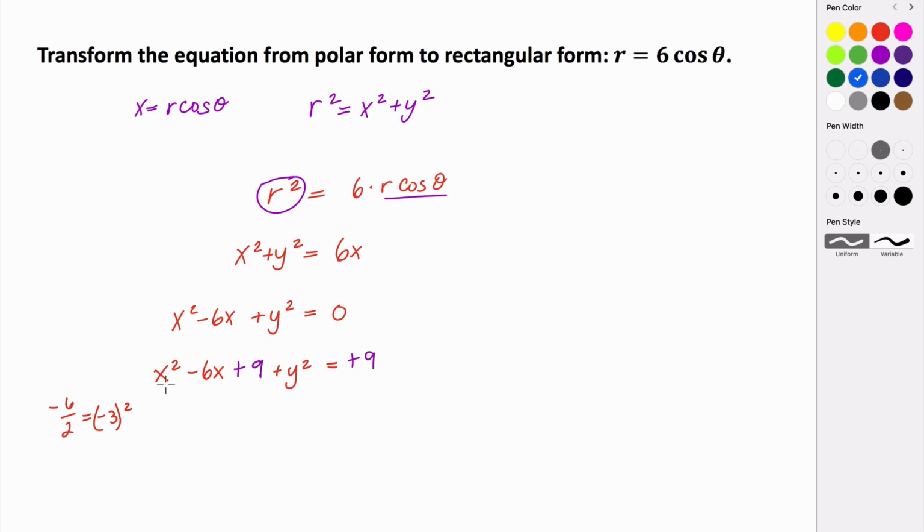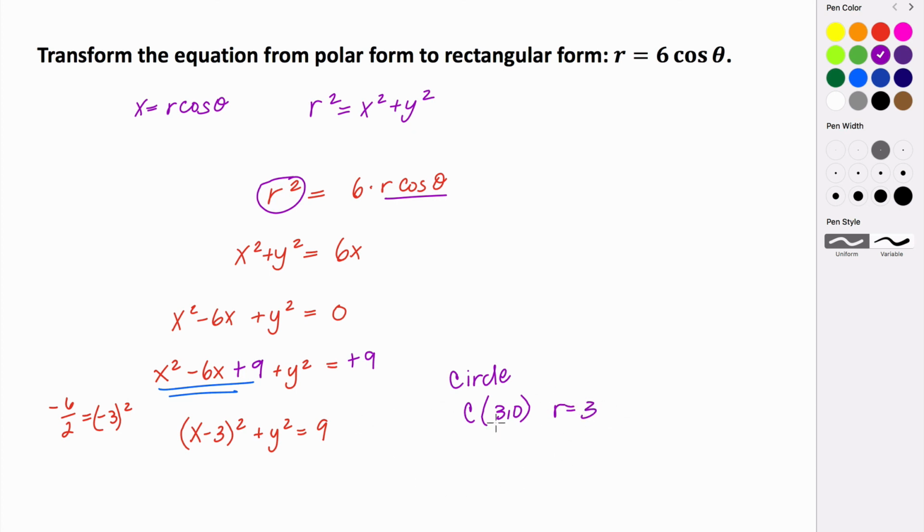Now what's nice about this is now we have something that can be factored into a perfect square. So x squared minus 6x plus 9 just factors to be x minus 3 quantity squared, and then plus y squared equals 9. So I was right. This is in fact a circle. So this is a circle. It has the center at 3, 0, and it has a radius of 3 units.